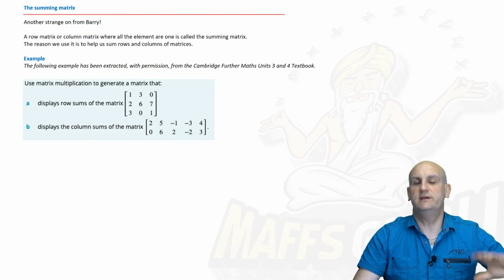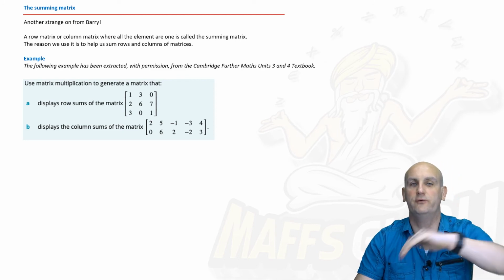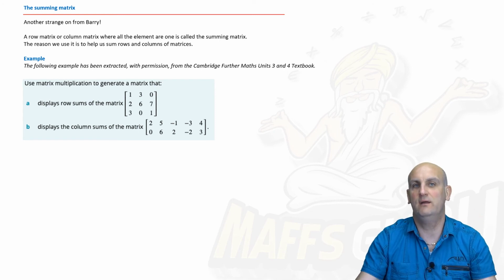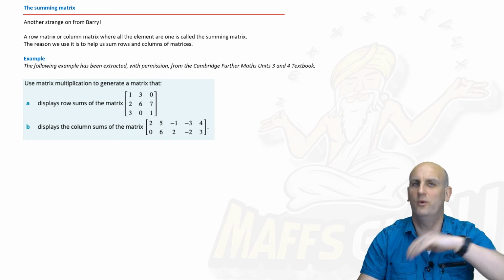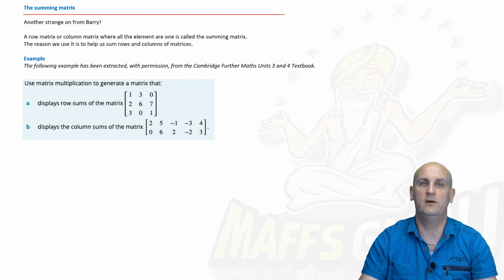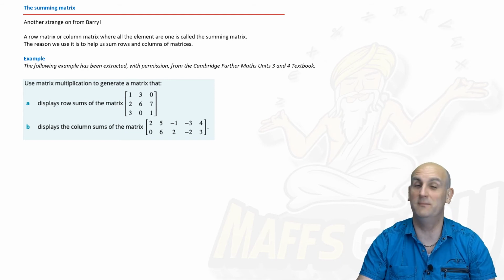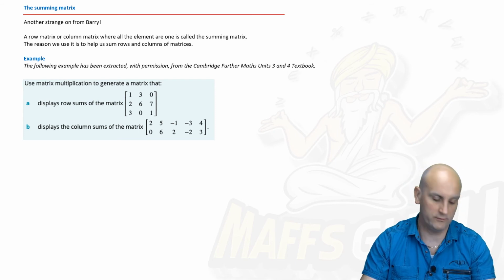The summing matrix is a random one from Barry. Basically, the summing matrix just is a row matrix or a column matrix with ones in it. And when you multiply them together, what you actually end up with is a sum of the rows or a sum of the columns. Now, I don't know about you, but looking at the examples I have here, that would probably be easier to do in my head. But Barry loves to throw this stuff at us, and so let's make sure we do what Barry wants.